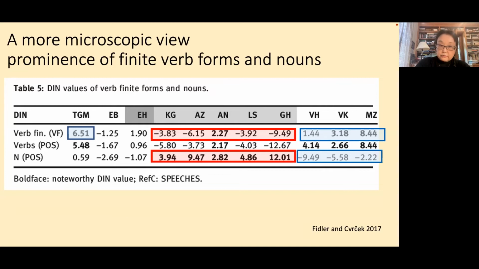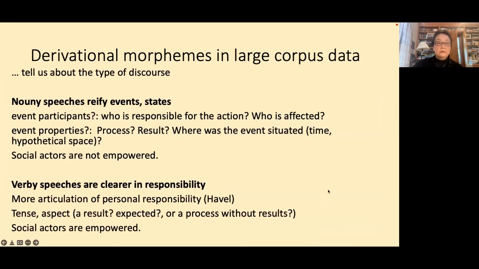As opposed to post-communist presidents, post-communist presidents are very prominent in terms of verb finite forms: Václav Havel, Václav Klaus, and Miloš Zeman. Okay, so what does all this indicate? Derivational morphemes in large corpus data tell us something about the type of discourse.